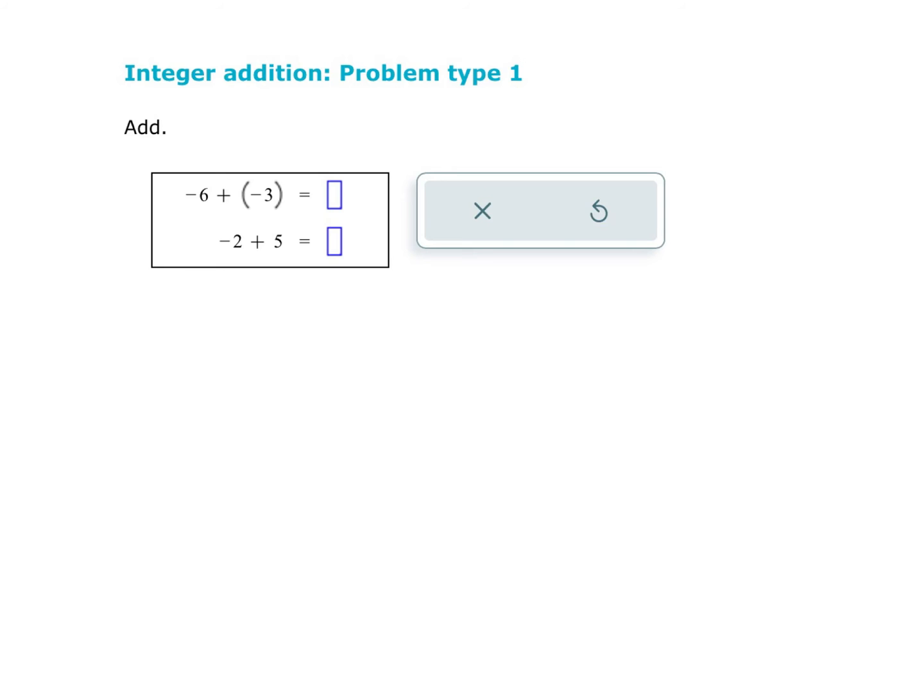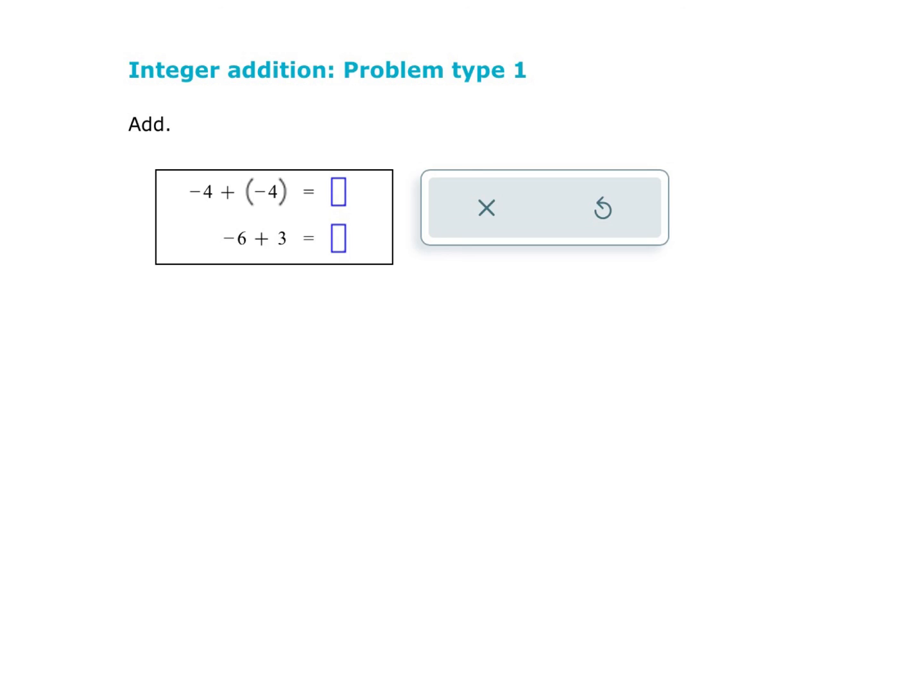Here are some more. The first one, we have 6 negatives, 1, 2, 3, 4, 5, 6. We're combining that with 3 more negatives, so 1, 2, 3. There's no canceling out going on, so we're just at 9 negatives. Second one, we have 2 negatives. We're combining that with 5 positives, so 1, 2, 3, 4, 5. And we can see we're forming 2 zero pairs that will cancel out, so we're left with 3 positives.